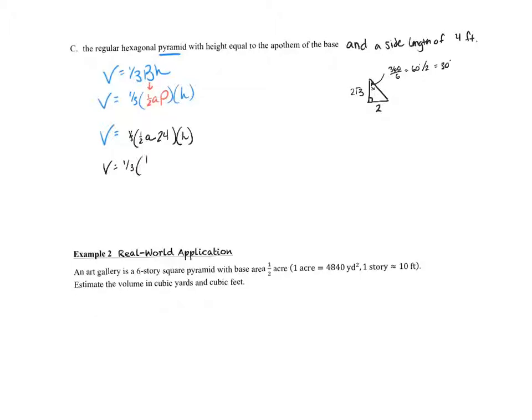So V equals 1/3, 1/2 times 2 radical 3 times 24 times the height of 2 radical 3. Remember when you multiply those radicals together, 2 radical 3 times 2 radical 3. Well, the radical 3 times radical 3 is just 3, times 2 times 2. So that part's 12. Half of 12 is 6. 1/3 of 6 is 2. So the volume is going to be 48. Let me just double check that.